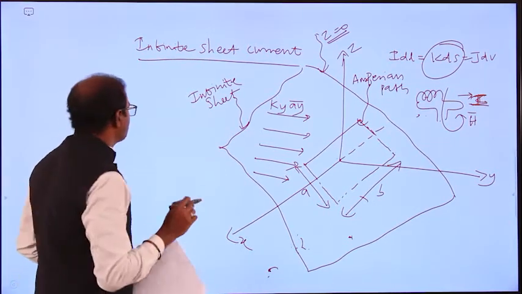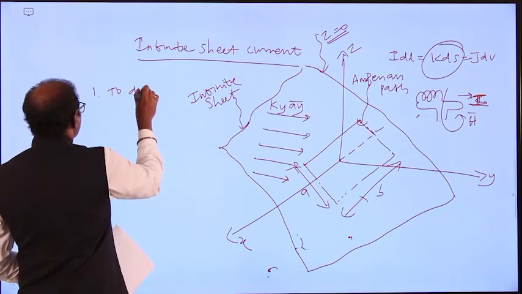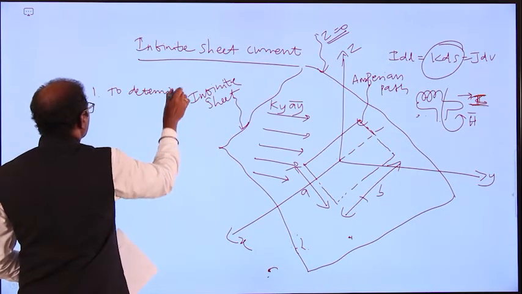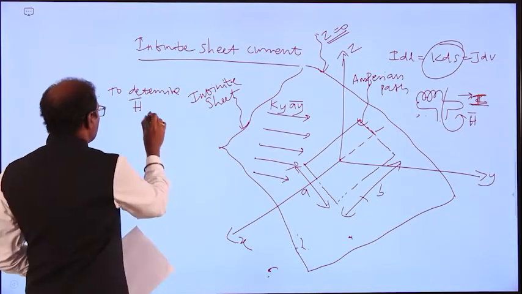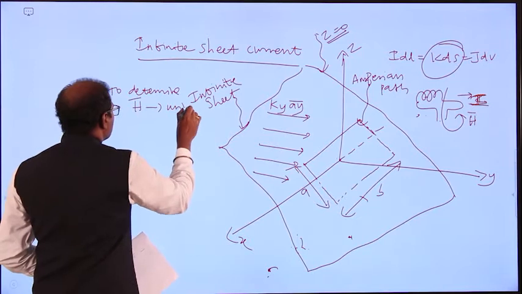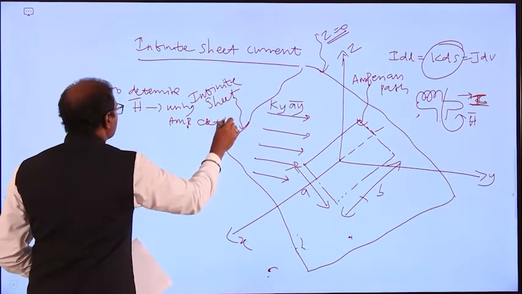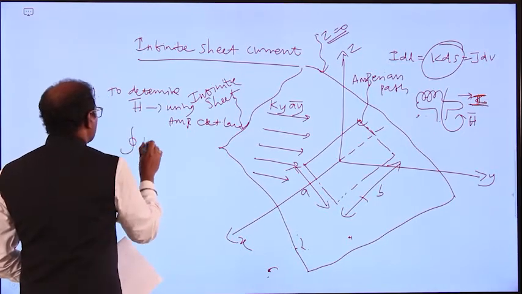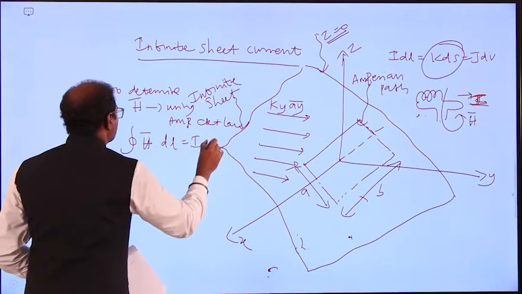Now, what is the first step? First we will determine H by using Ampere circuit law: closed loop integral of H dot dl equals I enclosed.